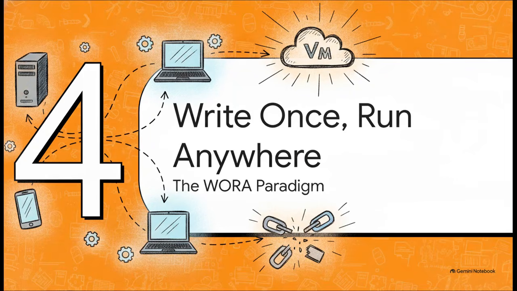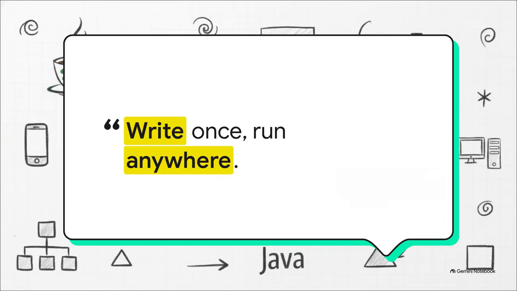Section 4, write once, run anywhere. Because the JVM takes care of that local translation, developers were finally unchained from their hardware constraints. Write once, run anywhere, or WORA. This literally became the ultimate anthem for Java developers. It shifted the paradigm of software engineering forever. You compile into your universal bytecode exactly one time, and it runs on absolutely any machine on the planet, as long as it has a JVM installed.